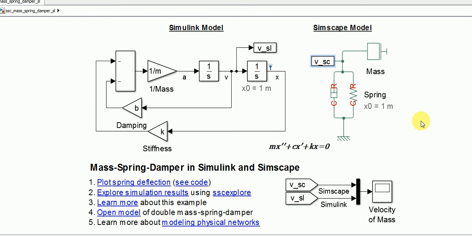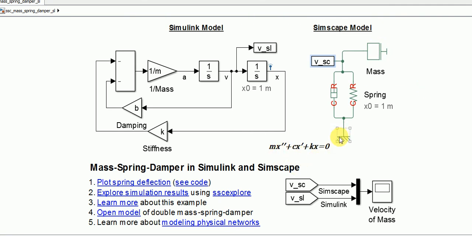But for now you can see for this simple spring damper mass system, this is the Simscape model and this is the Simulink model. This equation basically we need to solve for getting displacement. Here in this system, initially we are providing some displacement x0 equal to 1 meter, and we want to find the oscillations of this mass. So for that we need to solve this equation.